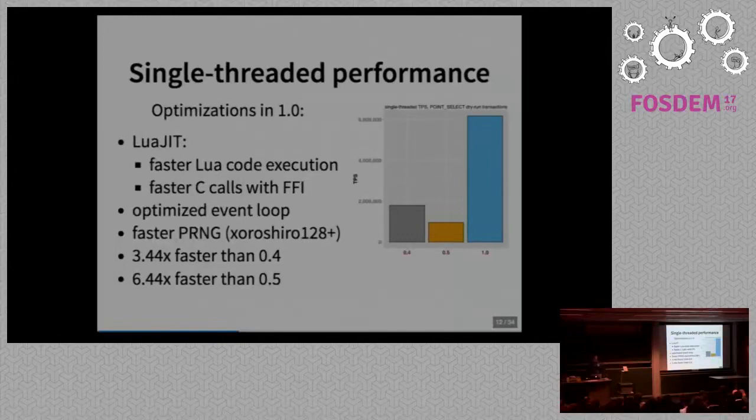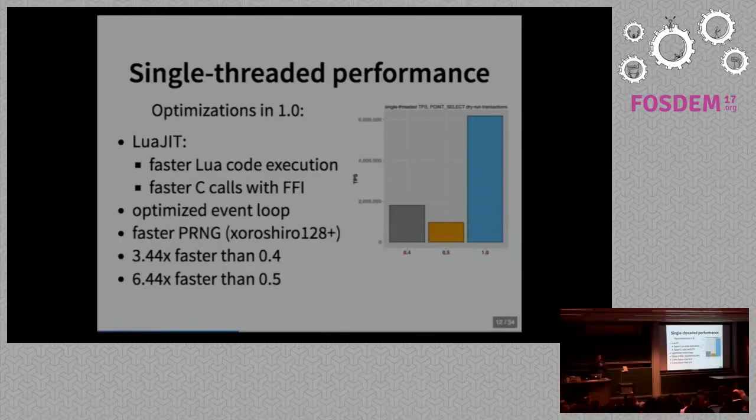This chart shows improvements in single-threaded performance. As you can see, sysbench 0.4 generates about 2 million point select transactions per second in this dry run mode. Sysbench 0.5, because of the higher overhead, generates about half as much TPS. And sysbench 1.0 generates more than 6 million dry run transactions per second.